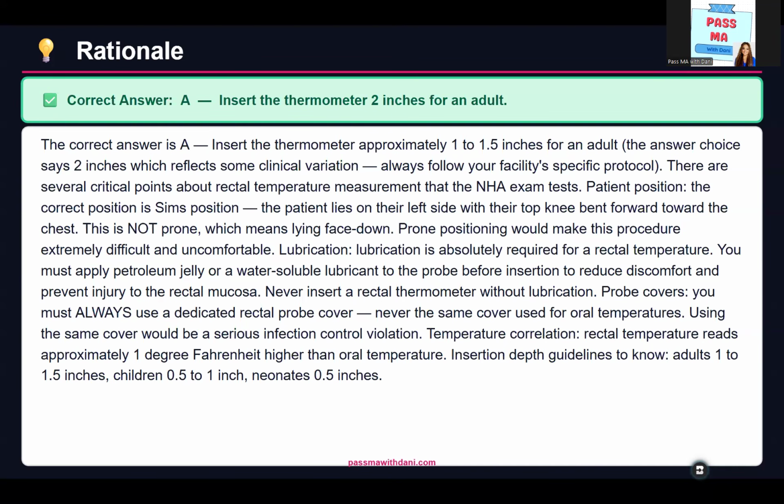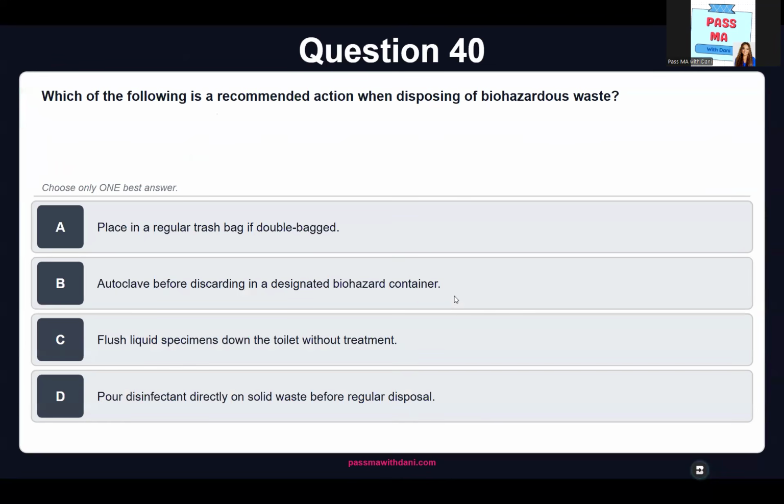Another question that you guys may be asked about a rectal temp is, what is the most accurate method for measuring a temperature on a patient? It is rectal. The most inaccurate method for measuring a temperature is going to be auxiliary. Auxiliary is under the armpit. Okay, so rectal is the most accurate. Patient is going to go in Sims position.